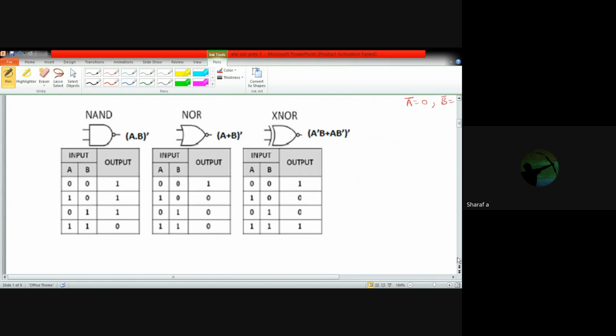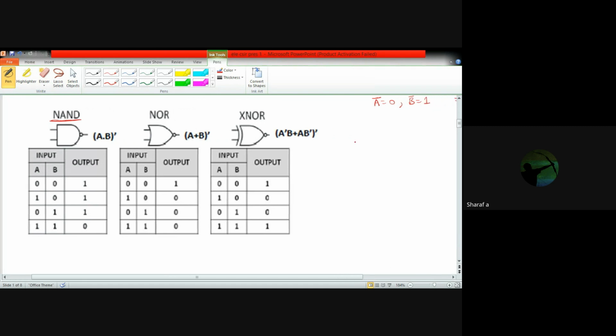Okay. The next one is the NAND gate. NAND gate, you can see this is very simple. The NAND gate is just the opposite or the complement of the AND gate. You can see here, this is an AND gate. You just draw an AND gate with two inputs, with a dot or a bubble. This is called a NAND gate.